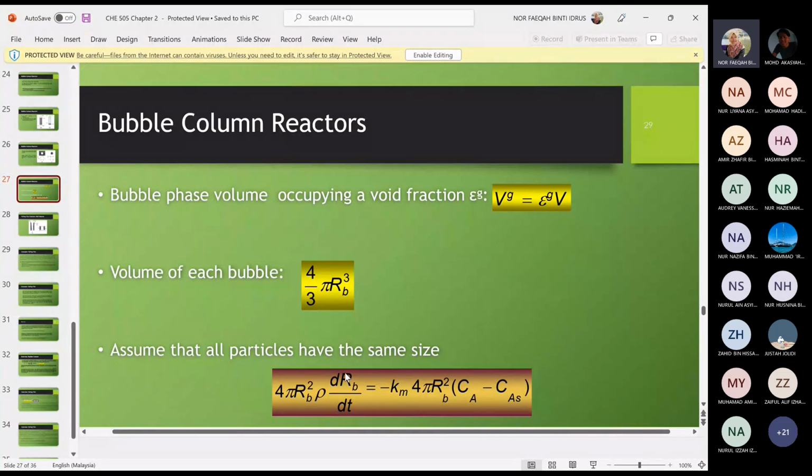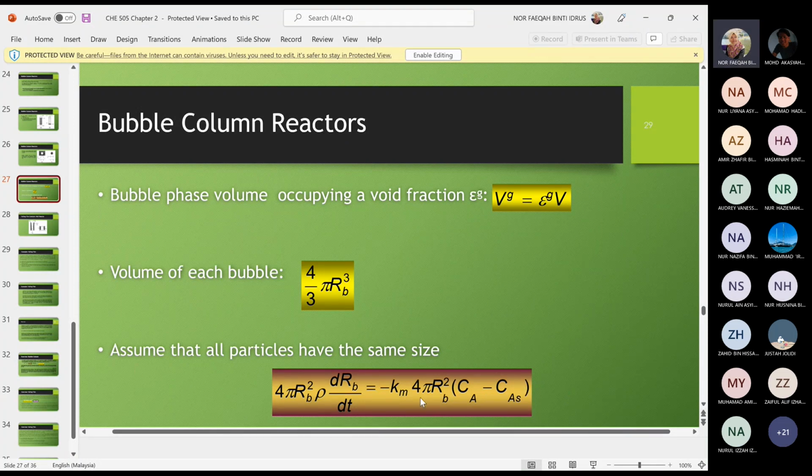Assume that all particles have the same size. So if you know what is the concentration at the surface and also concentration at the bulk fluid, okay, this is the mass transfer flux. So if you look at this equation, area 4 pi r squared ni the area multiplied with the mass transfer flux.